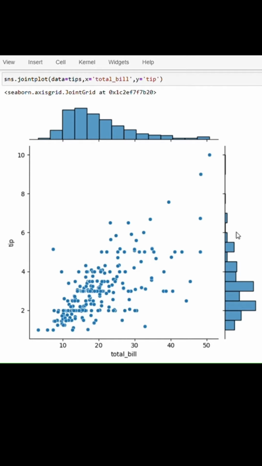And then we have a histogram for tip as well. We can look at the distribution of that data as well. Most of the tips were between $2 and $4, and there's very little tip in the higher amounts. But here, most importantly, by using this scatter plot, we can see there is a rough relationship between total bill and tip. As the total bill goes up, the amount of tip goes up as well.